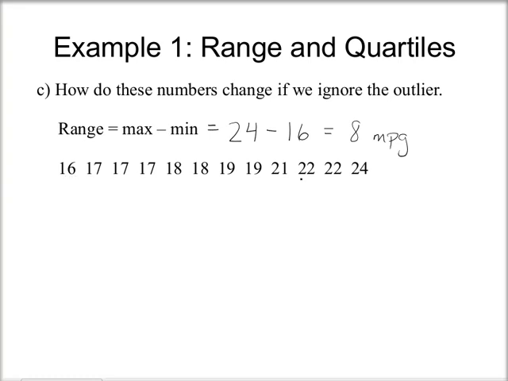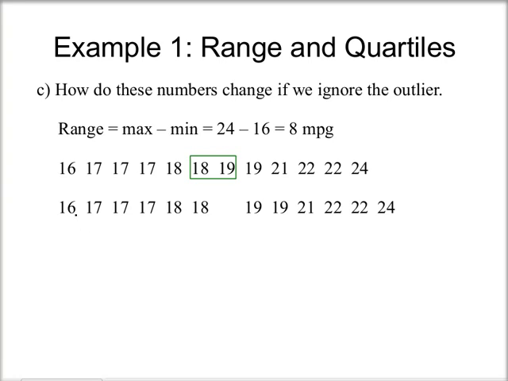Now I've got 12 observations instead of 13, so I need to split it up by finding the 6th and 7th observations, and that will be this 18 and 19 here. That's where the median of my whole data set is, and I'm going to use that to cut the data set in half. So my lower half now is going to be 16 up through this 18, and my upper half is going to include both 19s this time and go up through 24. If I write those out, this is what I get for my lower half and my upper half.